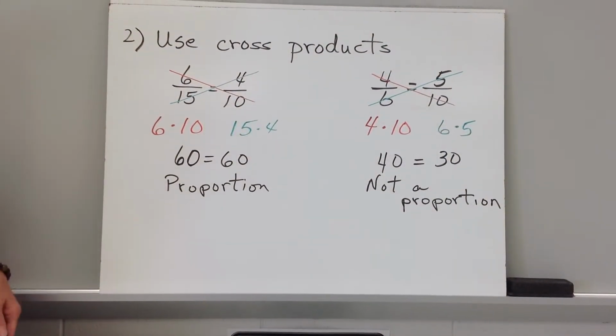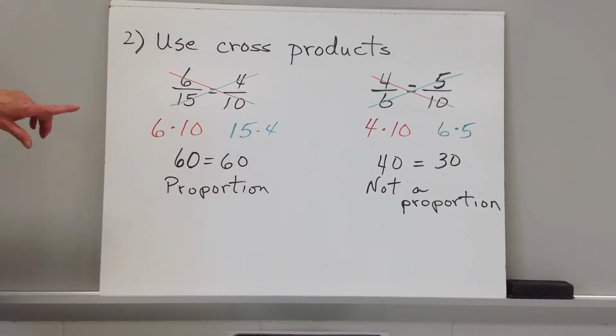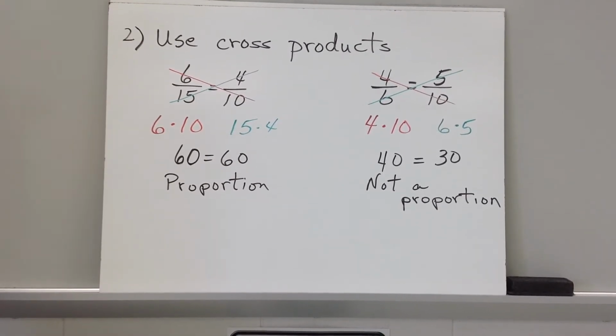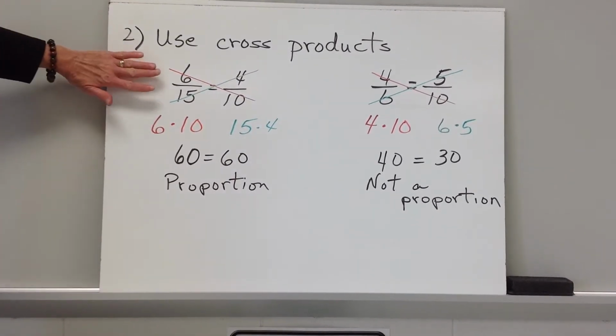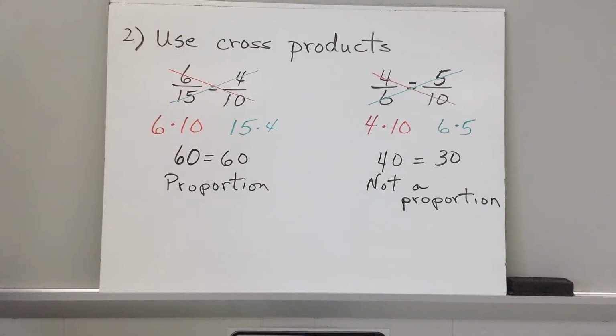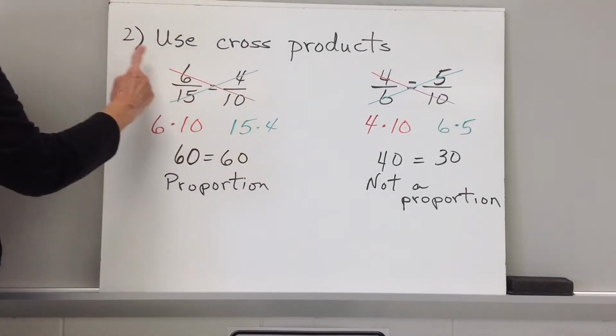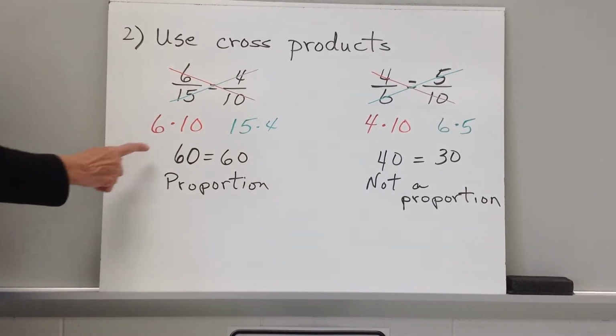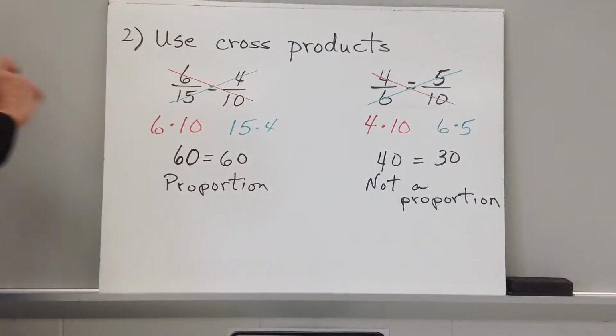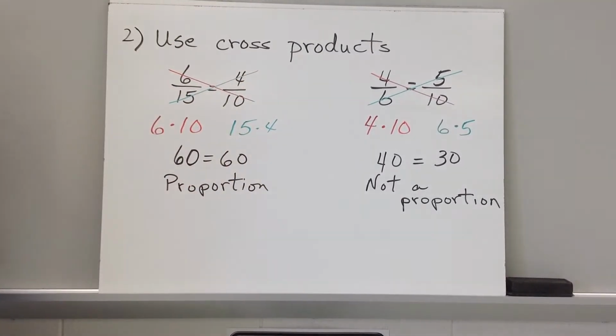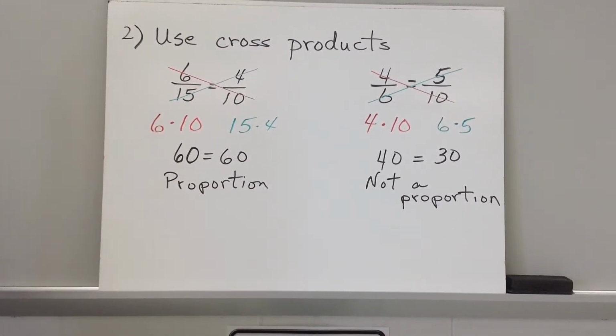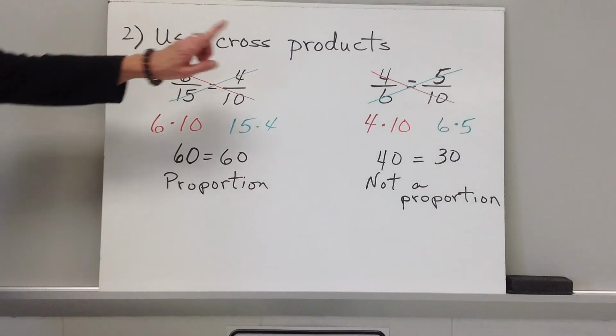The second way you can tell if you have a proportion is to use cross products like we did yesterday. If you have 6/15 equals 4/10, you can multiply 6 times 10, you can multiply 15 times 4, and you get 60 equals 60. That means this is a proportion.